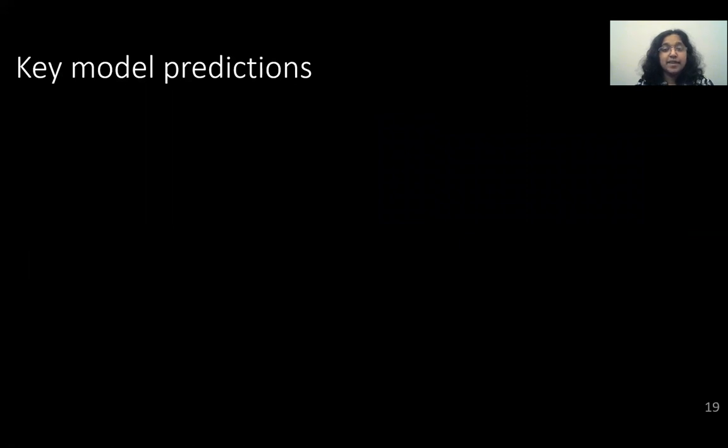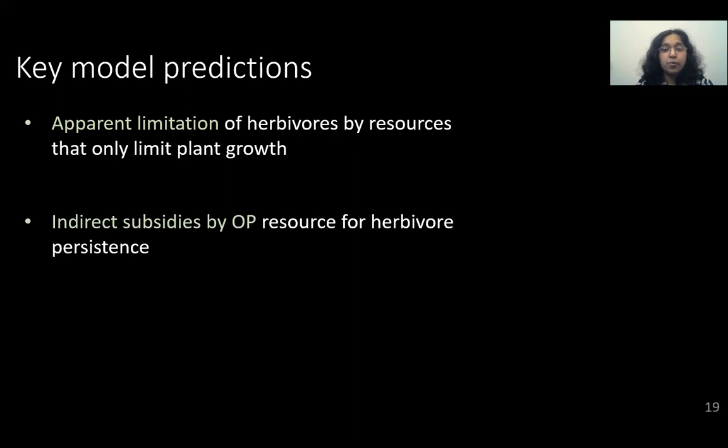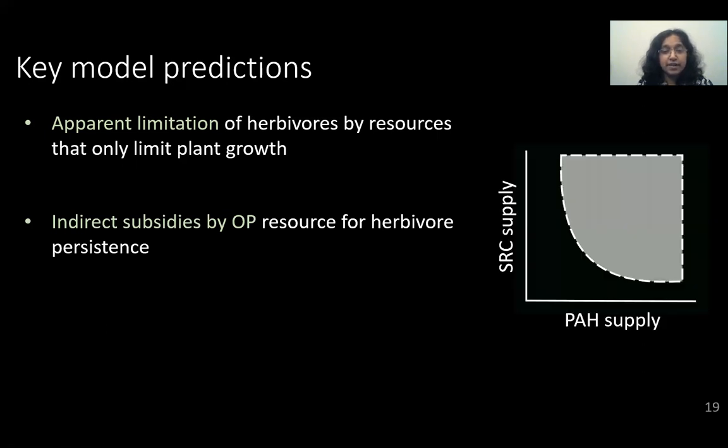Our model predicts apparent or indirect limitation of herbivores by resources that only limit plant growth, implying that any addition of these resources will increase herbivore abundance due to its impact on plant biomass. Consequently, OP resources can provide indirect subsidies for herbivore persistence. Herbivores need a minimum supply of limiting resources SRC and PAH for survival.